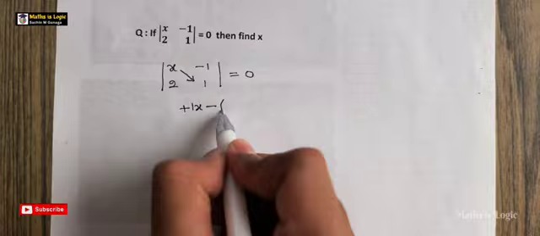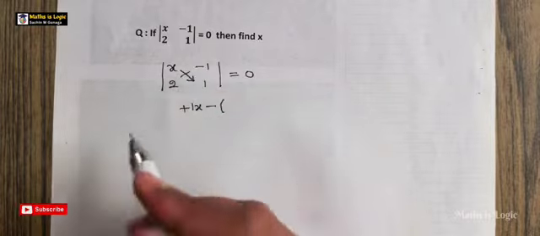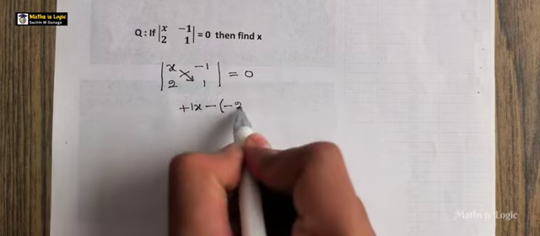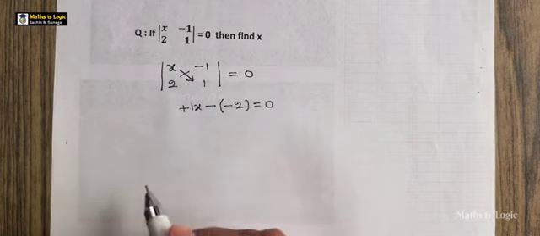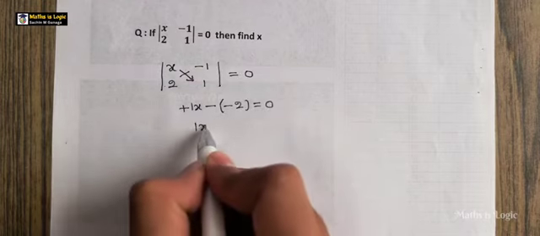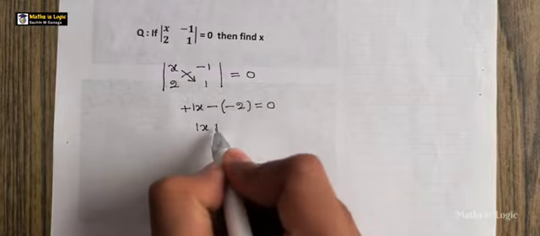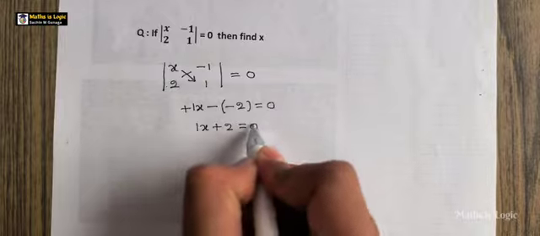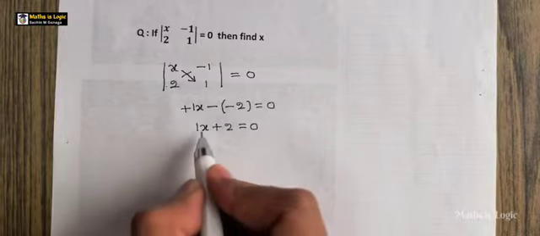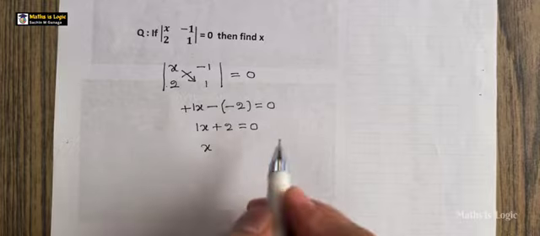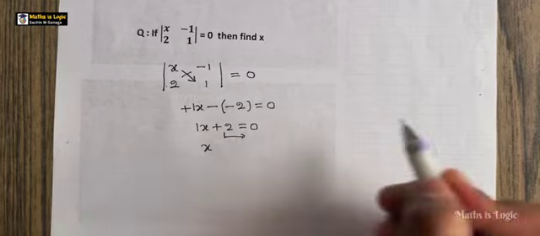Middle always negative sign. In bracket multiply these two. Plus into minus is minus, 2 into 1 is 2, equals 0. Open the bracket. So 1x, minus into minus is plus 2, equals 0. We need the x value, therefore I keep this x as it is. 1x means x only. Shift this 2 to the right hand side.